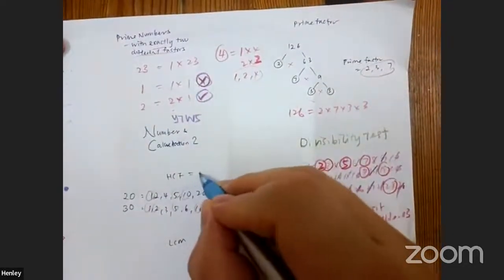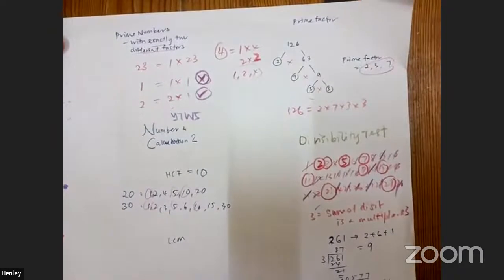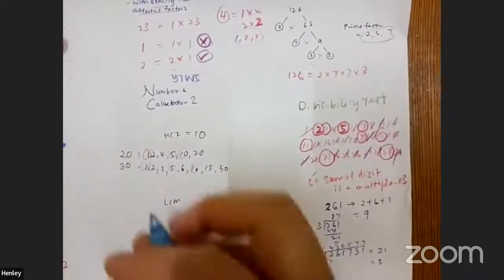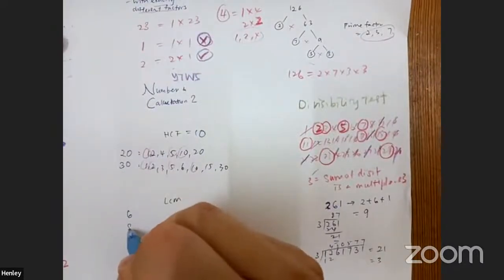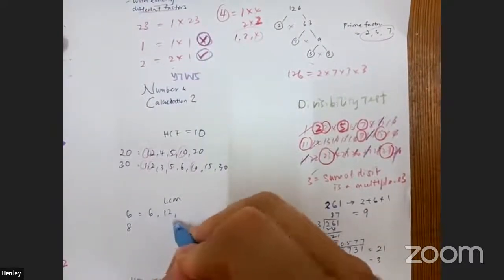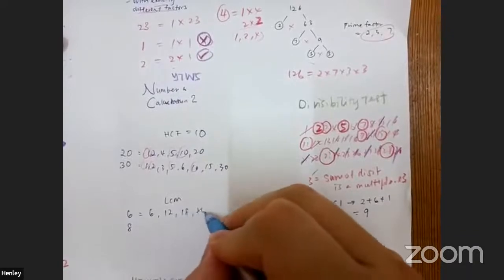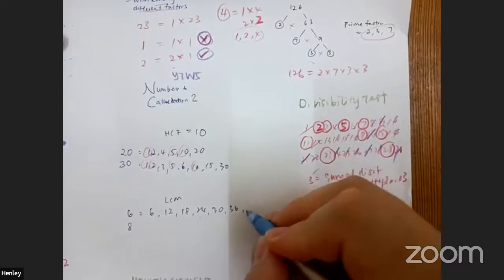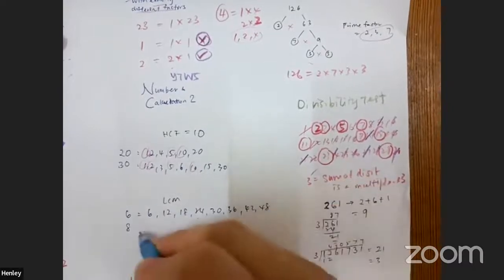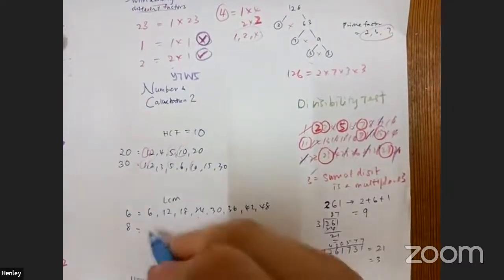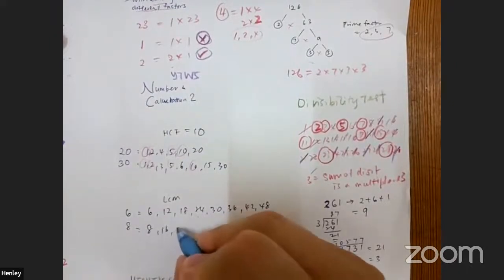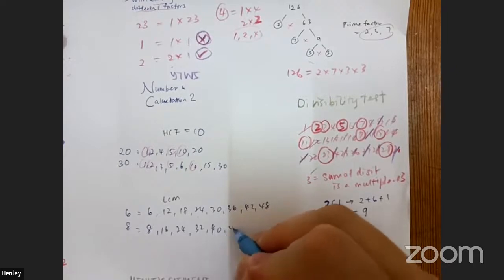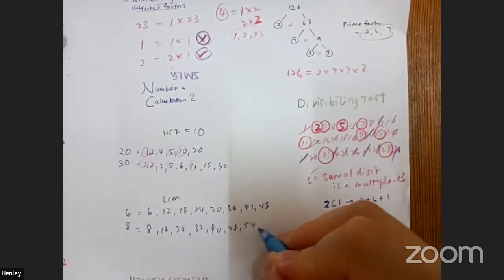So the HCF is equal to 10 for this case. On the other hand, for this one, a multiple of 6 and 8. 6, 12, 18, 24, 30, 36, 42, 48, for example. I give you a long list for this one. And then we have 8, 16, 24, 32, 40, 48, and 54.